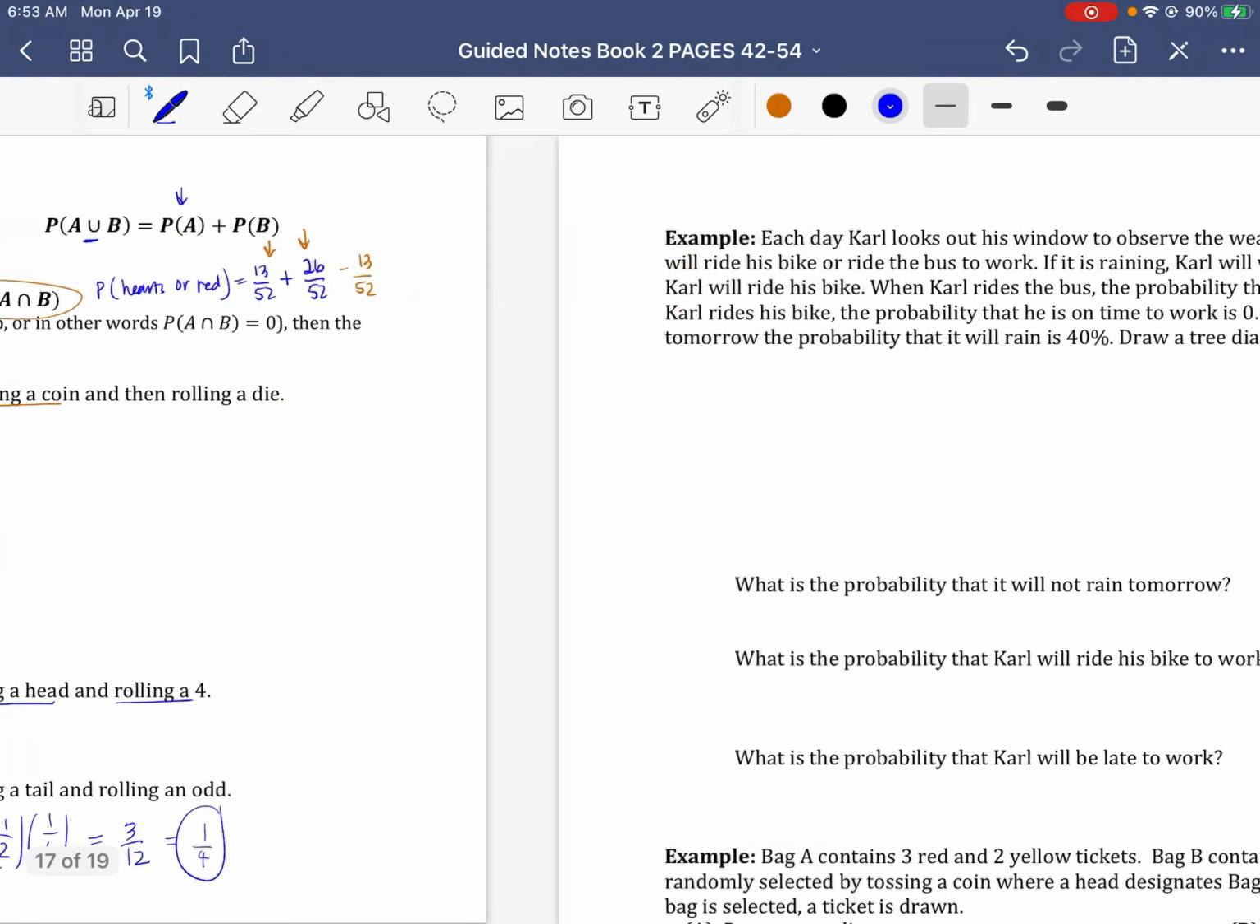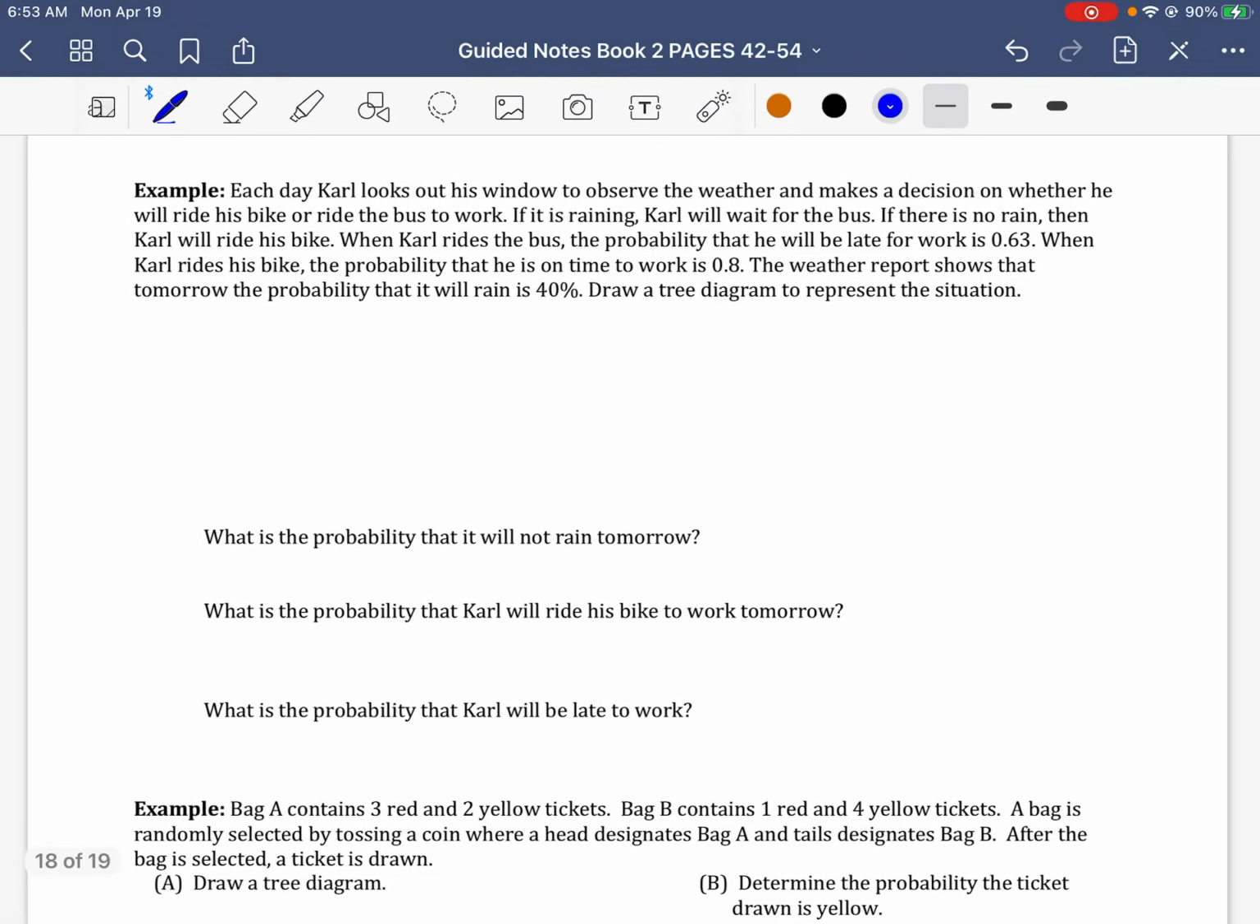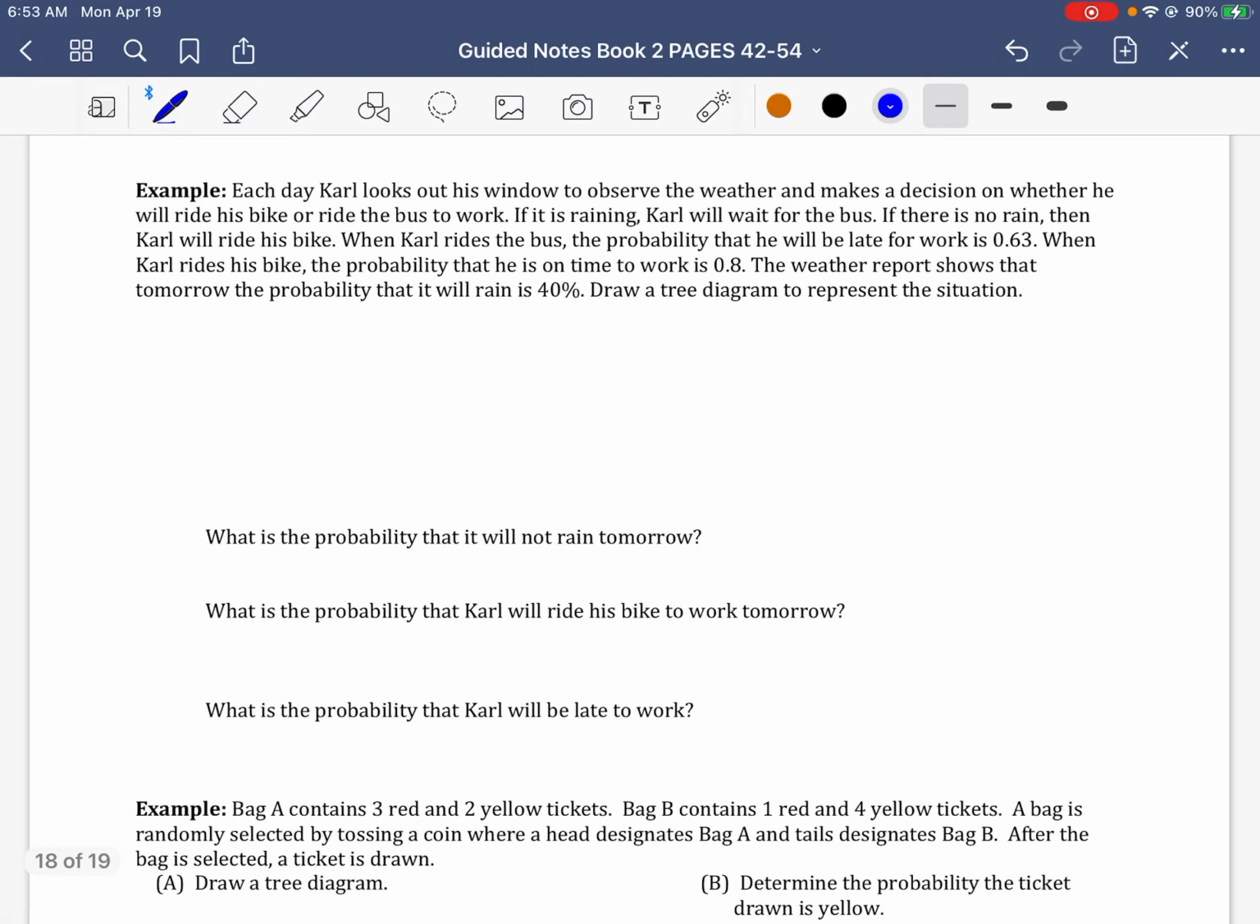Okay, let's look at another example. Each day, Carl looks out his window to observe the weather and makes a decision on whether he will ride his bike or ride the bus to work. So think about the decisions or the events as we go. So bike or bus. If it's raining, Carl's going to wait for the bus. So rain, he's going to wait. If there's no rain, then he'll ride his bike.